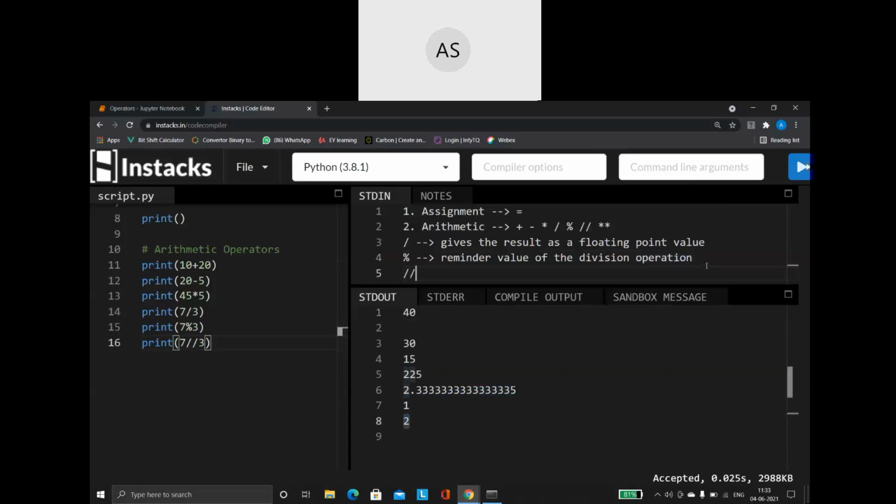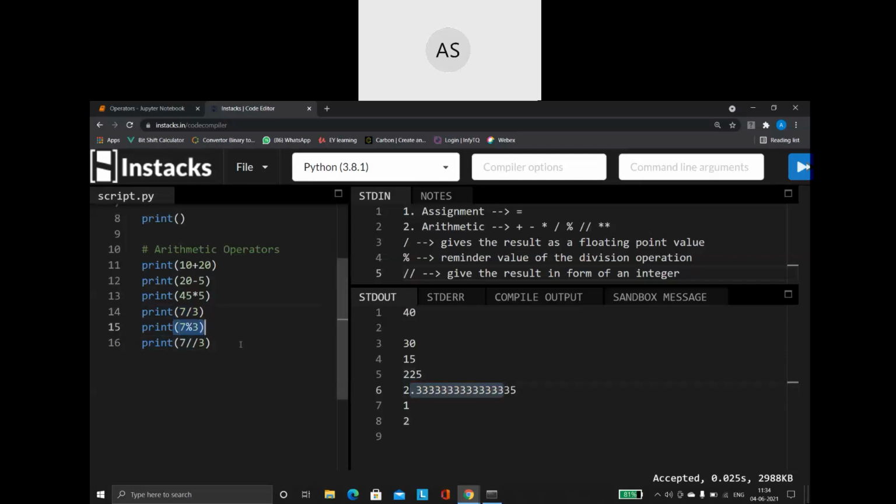So always remember, whenever I use the floor division, it is always going to give the result in the form of an integer. This is the difference between the division operator and the floor division operator. Some other points I will discuss later. For now, you just follow these things. The division operator always gives the result as a floating point.